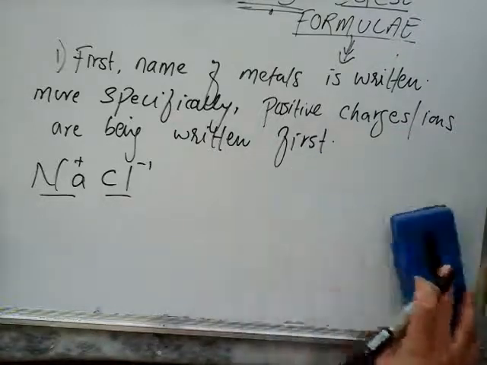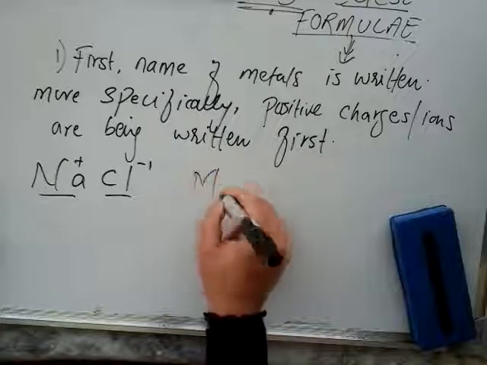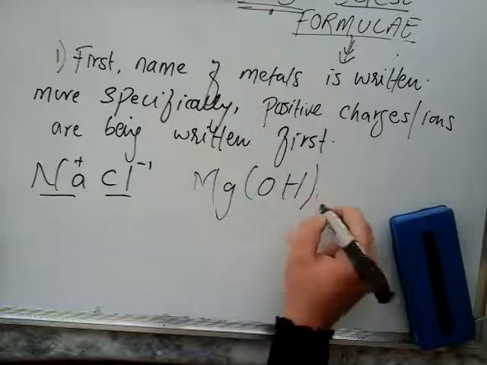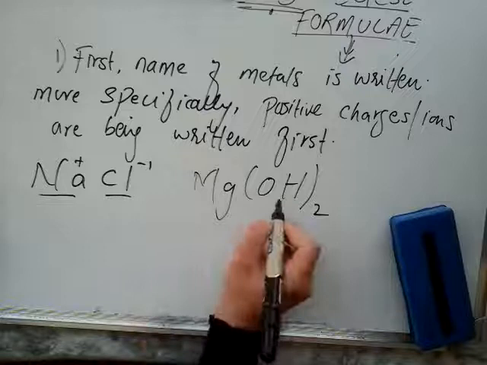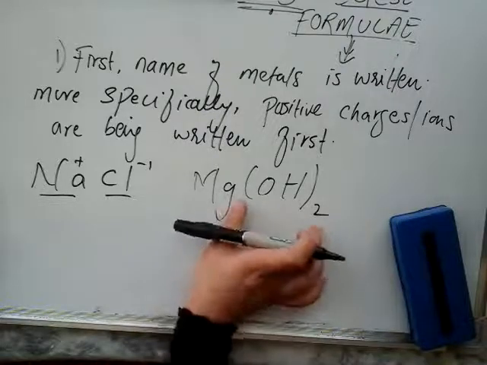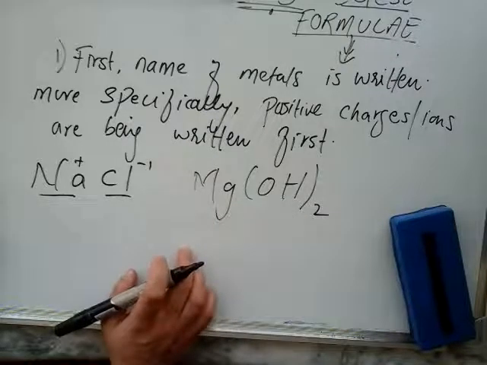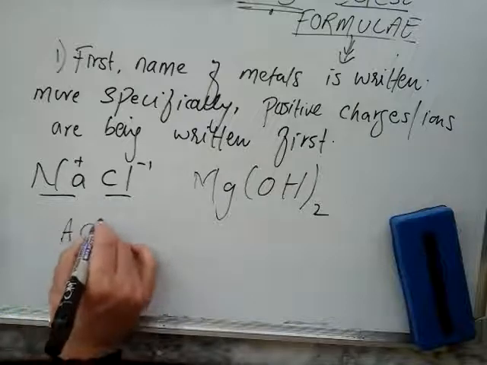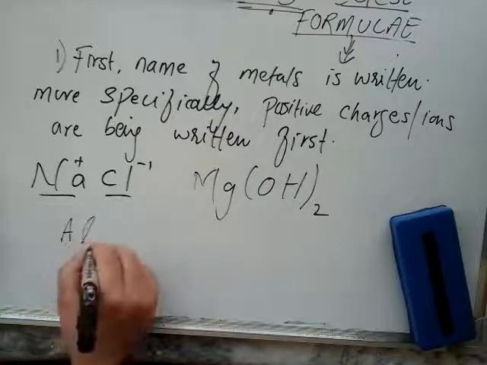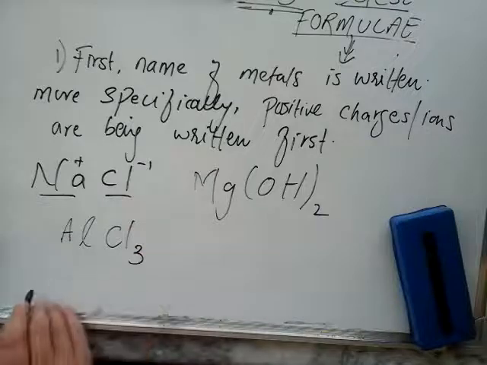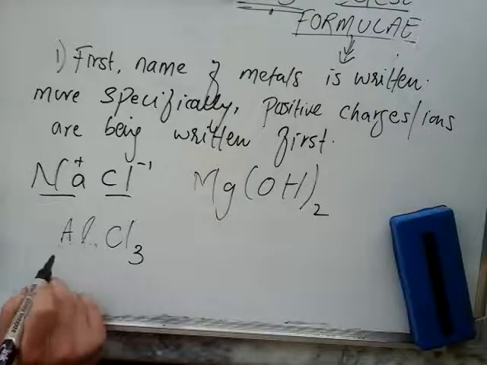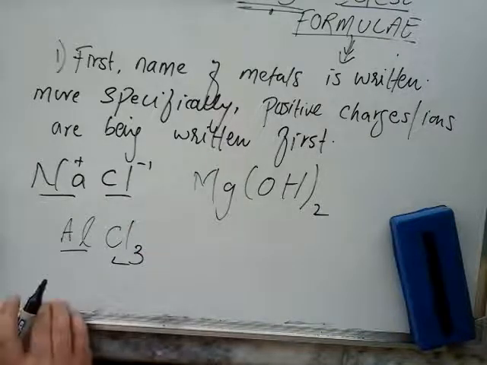In the same case, for example, magnesium hydroxide. Okay, magnesium is a metal, oxygen and hydrogen are non-metals. It is being written after magnesium. Okay. In the same case, aluminium trichloride. Okay, in aluminium trichloride, aluminium is a metal, chlorine is a non-metal.